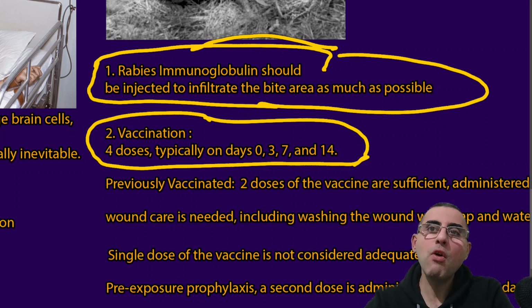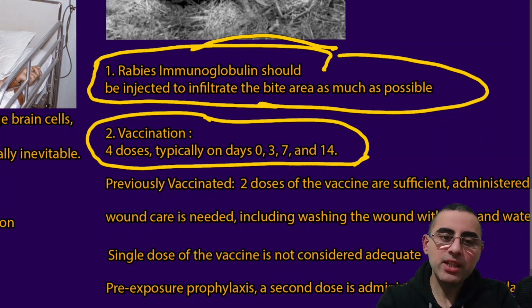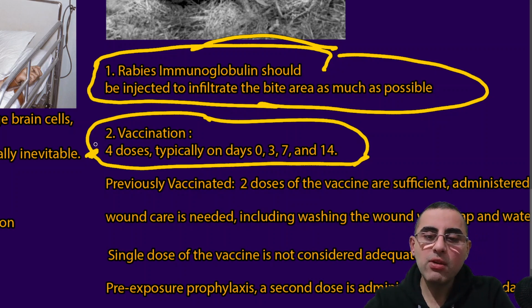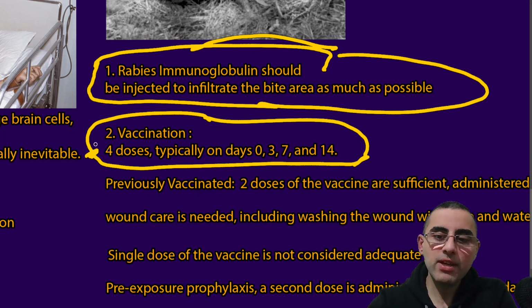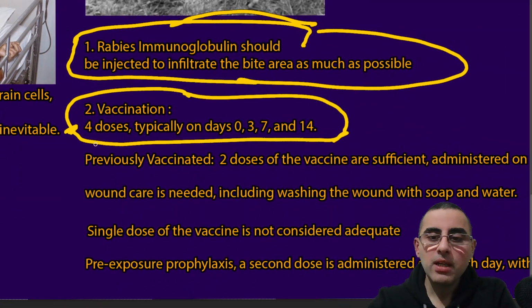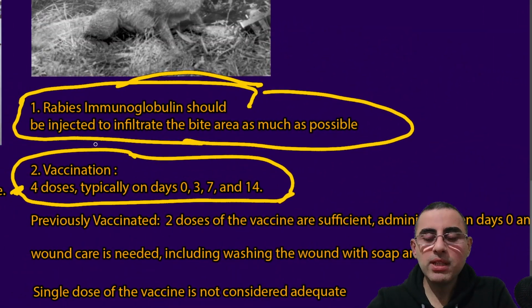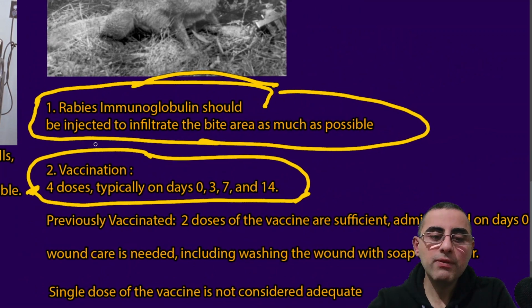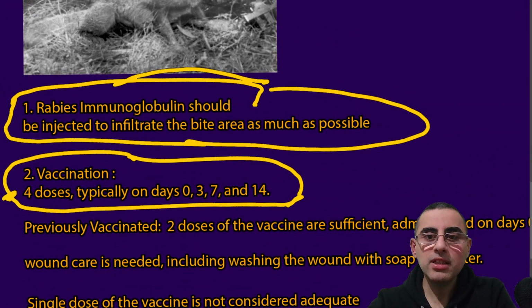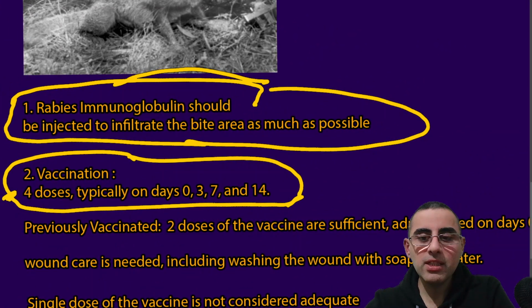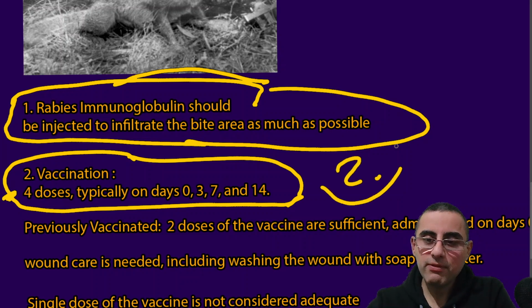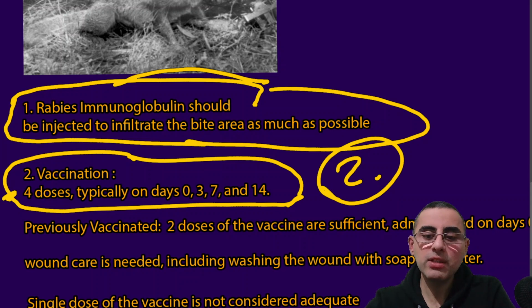Actually it's a form of vaccination also, because it's passive. We inject passive immunity, but classical vaccination is 4 doses on the day of 0, 3rd, 7th and 14th. Now, here are many questions, for example, if you are previously vaccinated, maybe 2 doses is enough. In many cases, 2 doses of vaccine is enough.